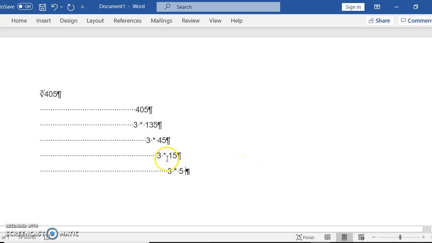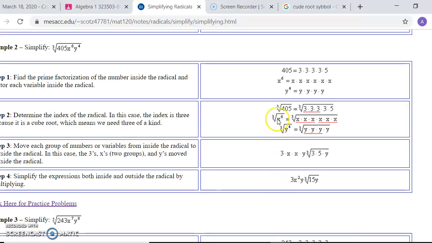But notice that we have 3 3's here, that we can break down. So you have 3 times 3 times 3 times 5. But then you also have x to the 6, which is located here. What will you do? You have x times x times x times x times x times x. And then you have y to the 4. What would you do? You have y times y times y times y.